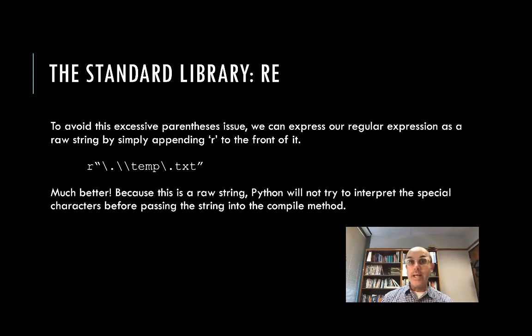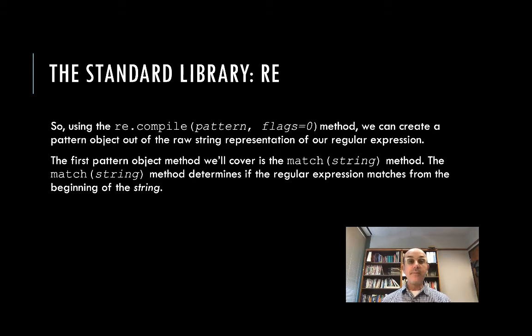To avoid, and this is really important, to avoid problems, we can express our regular expression as a raw string by simply applying the r in front of the quotation. In this case, I did not apply it on both sides, only on one side, and it is much better. Because of the raw string, Python will not try to interpret the special characters before passing the string into the compile method. So using the re.compile method, we can create a pattern object out of a raw string representing a regular expression.